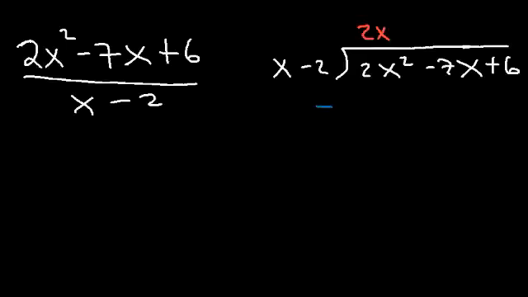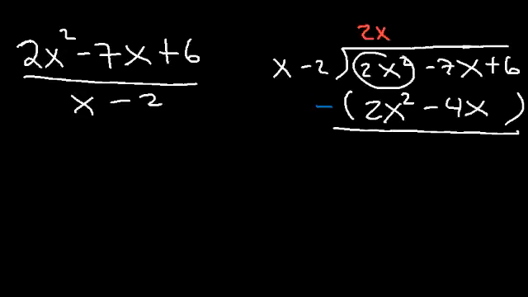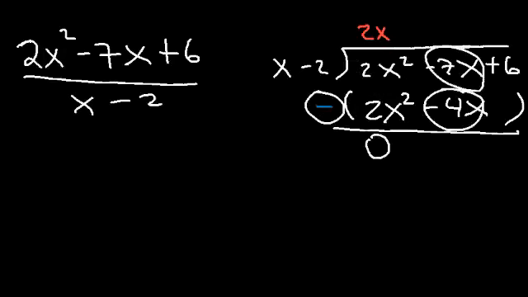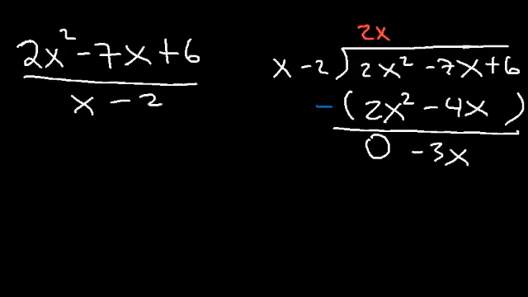So now let's multiply. 2x times x is 2x squared. 2x times negative 2 is negative 4x. And now we're going to subtract. 2x squared minus 2x squared is 0. They cancel. Negative 7x minus negative 4x, which is the same as negative 7x plus 4x. That's negative 3x. And 6 minus nothing, or 6 minus 0, is simply 6. So we can bring the 6 down.